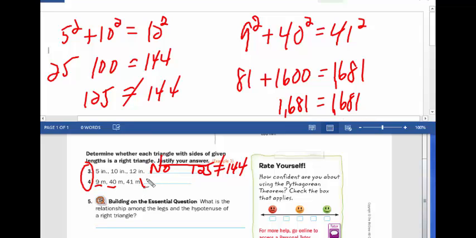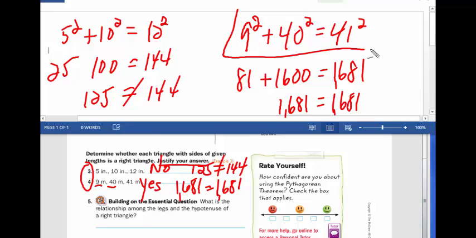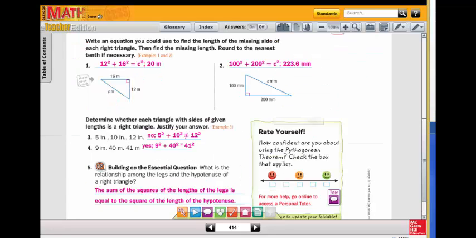So we would say yes. And we could say this one of two ways. You could say 1,681 equals 1,681, or you could say, like we have it up here, that 9 squared plus 40 squared does equal 41 squared. Either one. And lastly, let's look at our essential question.